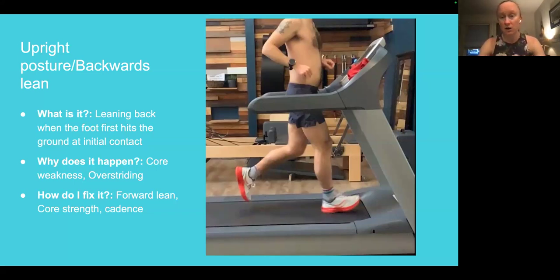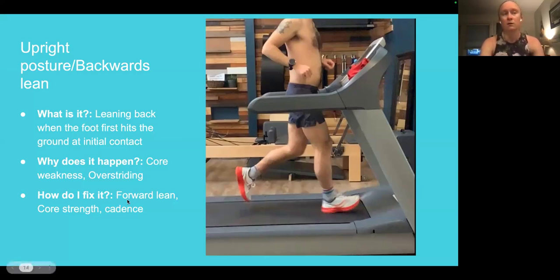But again, this can cause things like low back pain, hip pain, because we're not able to use our glutes in this position, because when we're leaned back, we're going to have more lumbar extension. So you can see in this particular runner that his low back is extended. And so this can cause a kind of compression of the low back. And then also just puts our pelvis in a really difficult position in order to be able to use our glutes.